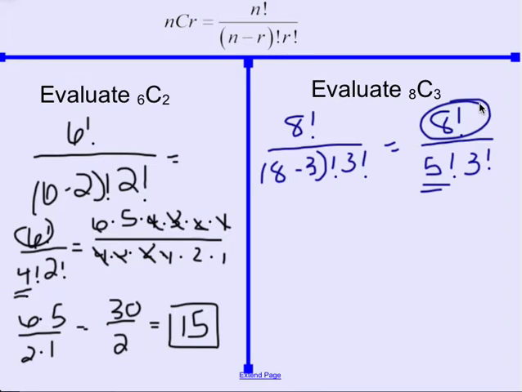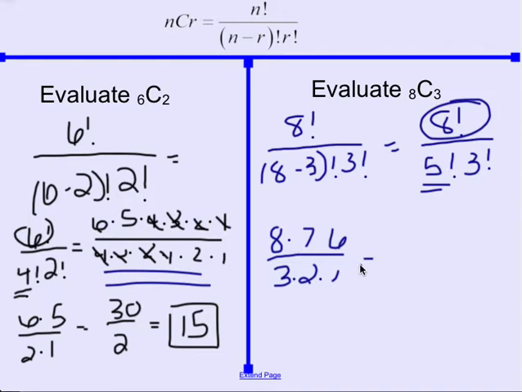So we're canceling out 5 times 4 times 3 times 2 times 1. So left on top, I have 8 times 7 times 6. Now if you still need to write it out this way, feel free, but hopefully you're starting to get to the point where you can do some of this in your head. And then on the bottom, we have 3 times 2 times 1.